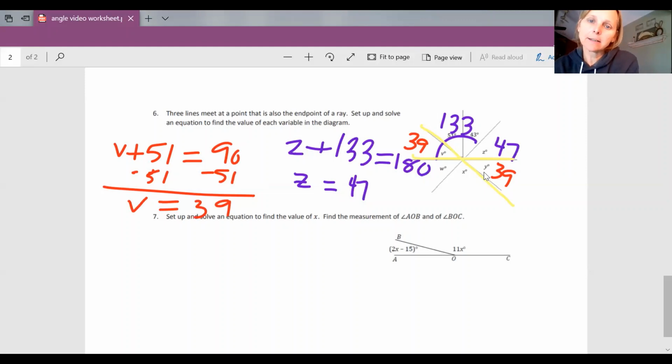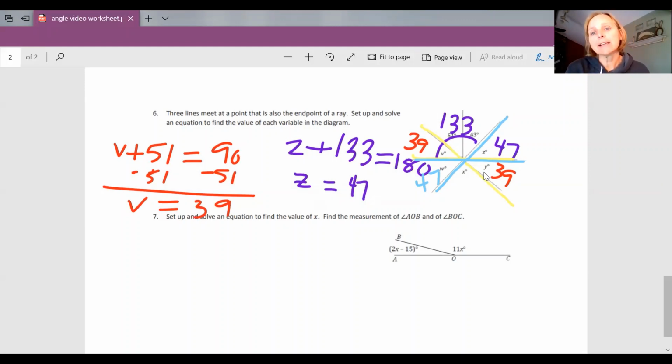Let's look at W. Let's try to find the measure of W. So if I draw some other lines here, look at that. Now I can see very clearly that W is vertical to Z. And since Z was 47, W is also 47, getting a little crowded.